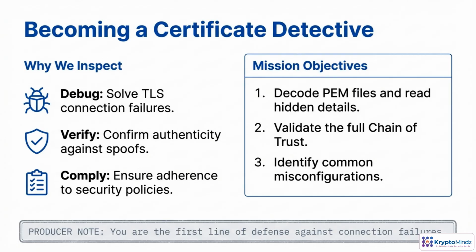First, debugging. When TLS handshakes break or APIs suddenly stop talking, you'll use certificate details to pinpoint what went wrong. Second, verification. You'll confirm that certificates haven't been spoofed or swapped, and that they tie back to a trusted authority. Third, compliance. You'll check that algorithms, key lengths, and lifetimes align with internal policies and external standards. By the end of this module, you'll be able to read certificate files, trace their chain of trust, and quickly spot the misconfigurations that cause incidents before they hit production.